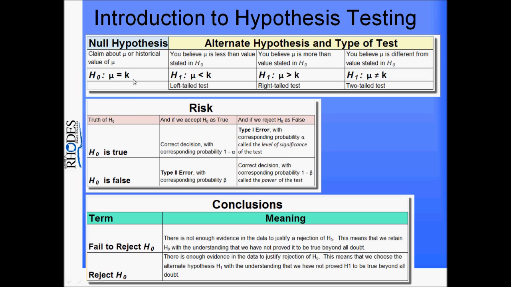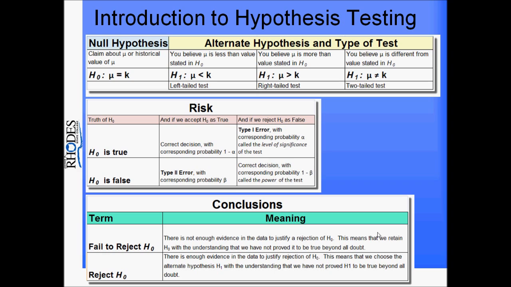Remember, H sub 0 says the distributions are the same. So this means that we retain H sub 0 with an understanding that we have not proved it to be true beyond all doubt. So even though the data may be close to being different, we still haven't proven it true.